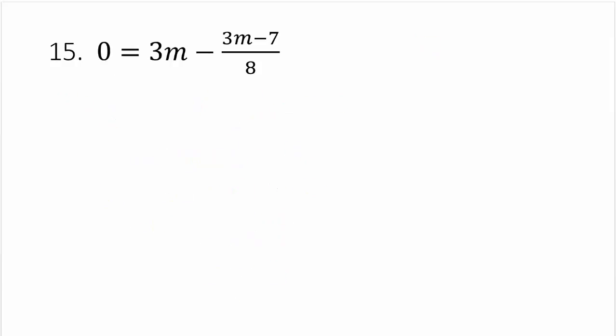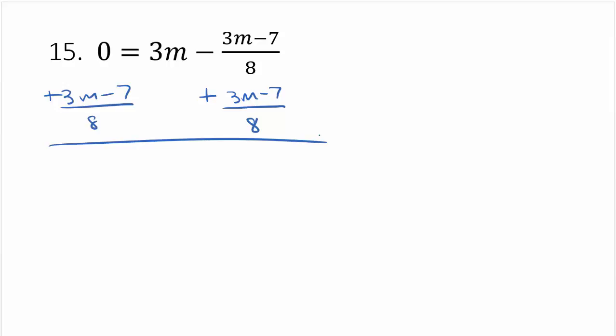Number 3, a couple things you can do here. I would recommend adding this entire term to both sides. You don't have to do that. You could also multiply everything by 8 to start, but this makes it a little easier. So I have (3m minus 7) over 8 equals 3m. And now it's like a proportion, right? So I can just do cross products.